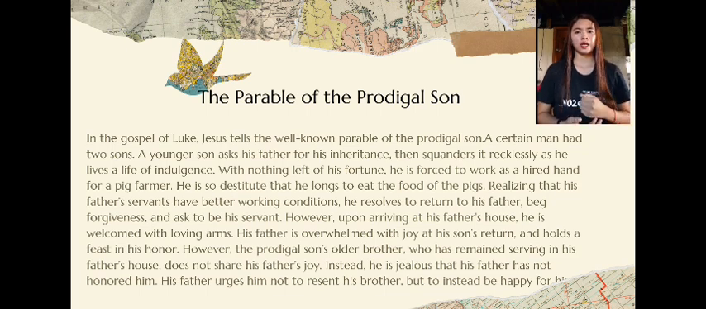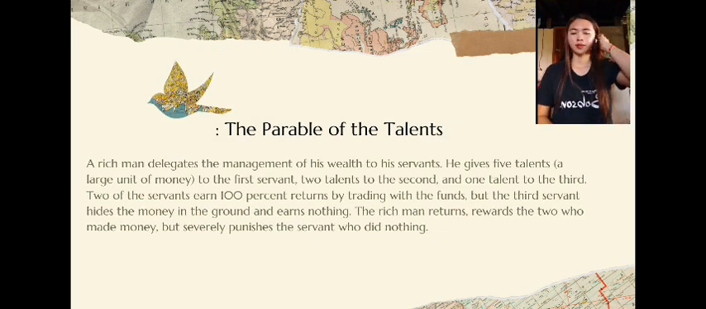So the story teaches us that God is always happy when someone comes back to him, even if they have done wrong things. It also shows that we should be happy for others when they do good things, even if we don't understand why. Let's proceed to the next parable, which is the parable of the talents.